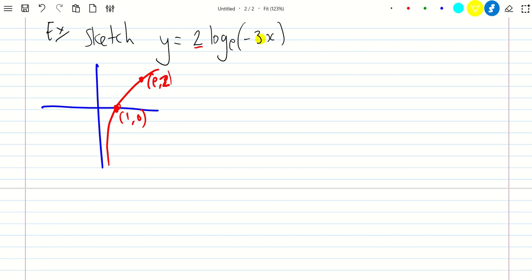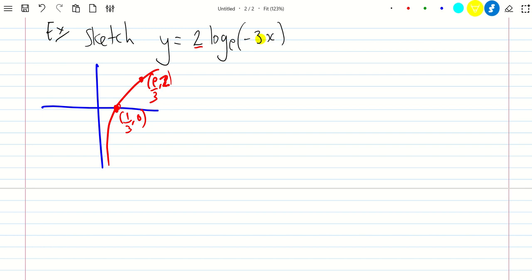What does this 3 in front of the x do? Well, let's just do that one first. That's going to compress everything from the y-axis by a factor of 3. And so what that's going to do is all the x values are going to be divided by 3. So that will be e over 3, and that's going to be 1 over 3. Okay, so that's going to compress that in by a factor of 3, and so we've got those 2 points.